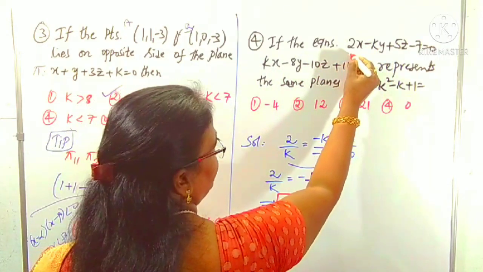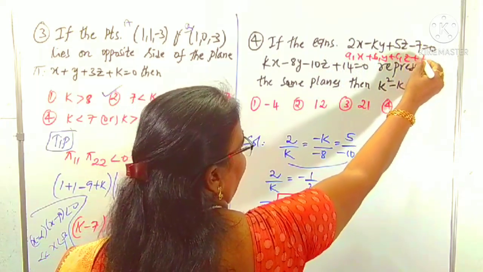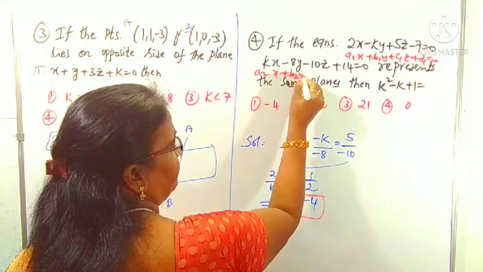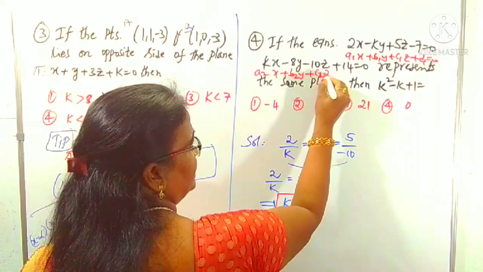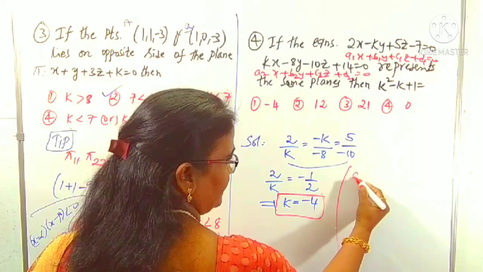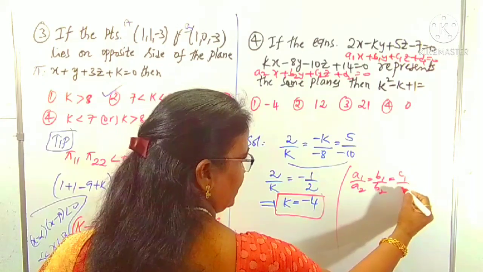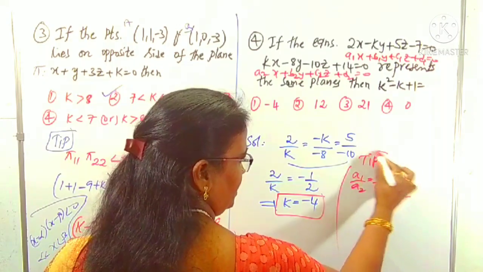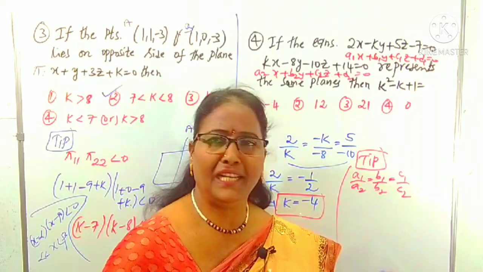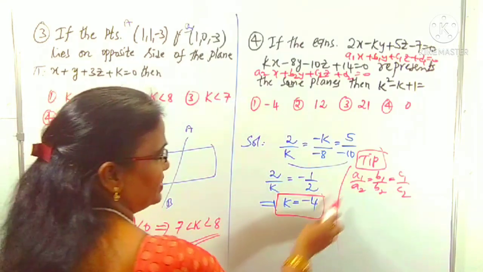In that case, suppose this is a1x plus b1y plus c1z plus d1 equal to 0, the first plane. The second plane is a2x plus b2y plus c2z plus d2 equal to 0. What is the condition for parallel planes? That is a1 by a2 equals b1 by b2 equals c1 by c2. This step is important here. That's it. Two planes are parallel, or maybe two lines are parallel, this is the condition. Parallel is the same as same lines and planes also. That is all I used here.